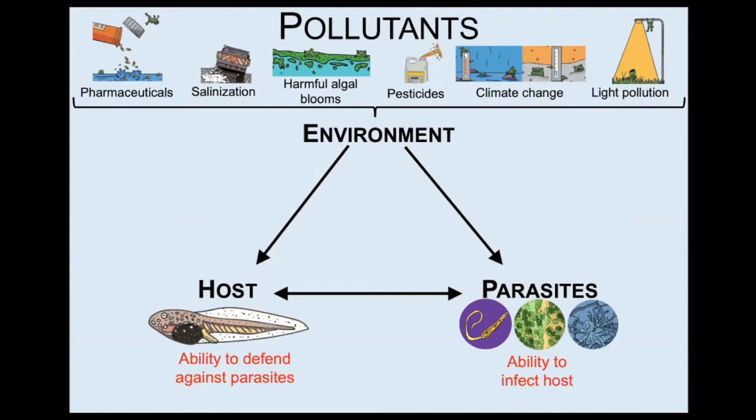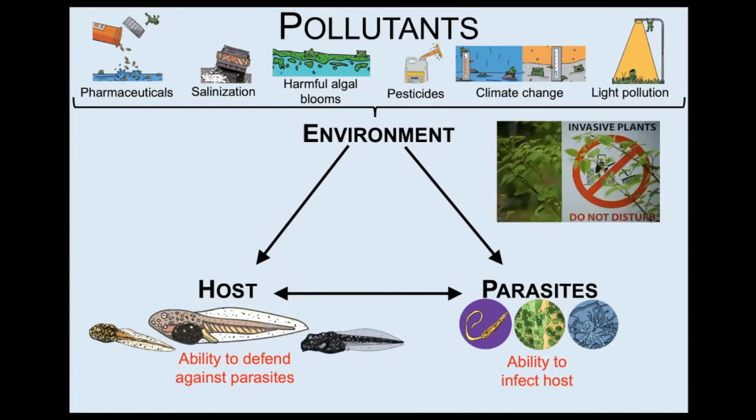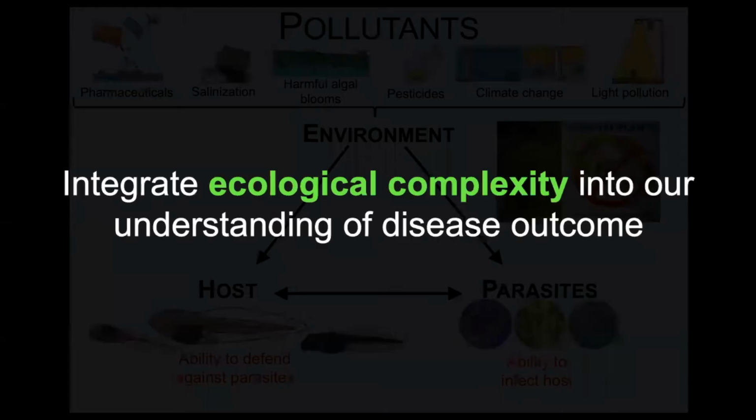Now, while this disease triangle framework provides a really nice foundation for understanding how pollutants influence hosts and their parasites, one limitation is that in nature, hosts and parasites, their interactions don't occur in a vacuum. For instance, there are often multiple host species interacting with each other, and this may affect the disease outcome. Similarly, there might be other stressors in the environment, like invasive species, that might interact with pollutants to then affect disease outcome. And so a central theme in my lab and for this talk is to ask, how can we integrate ecological complexity into our understanding of disease outcome?